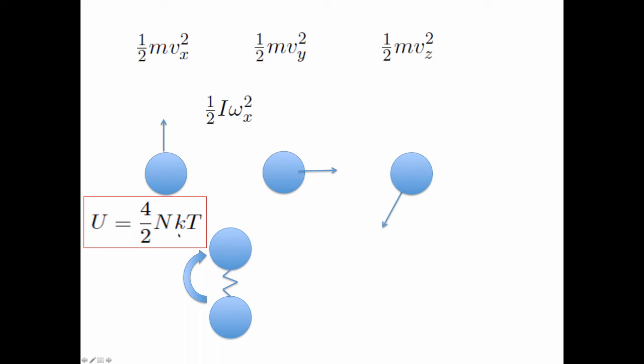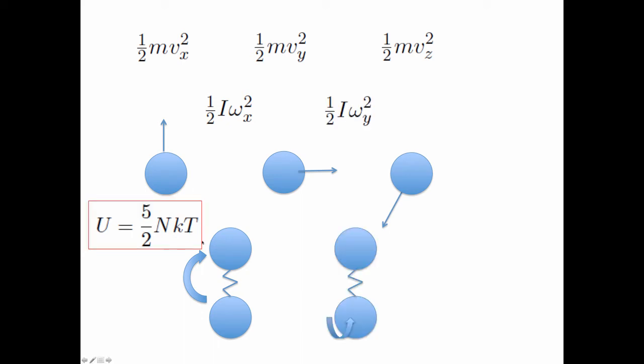But it doesn't stop there. The molecule can also rotate about another axis. This rotation is into and out of the screen, and that contributes another 1/2 nkT to the internal energy. Now you might think, well, it can also spin about its axis, but because it's symmetric about its axis, that doesn't count as a degree of freedom for reasons that really require quantum mechanics to fully understand, so we'll have to accept that statement for the moment.